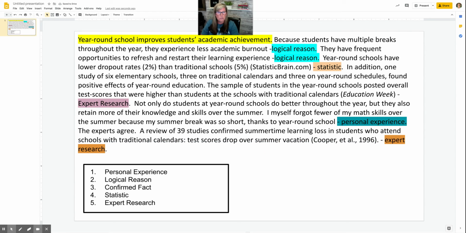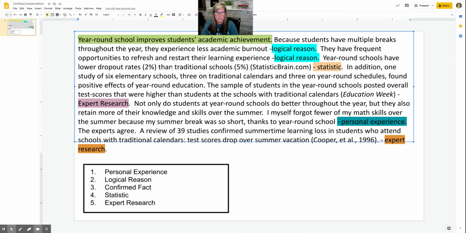Okay, so notice not only do we have multiple pieces of evidence to support the claim, the author said year-round schools improve students' academic achievement. They gave 2 logical reasons, 1 statistic, and a personal experience, and 2 expert research pieces of evidence there. So that's quite a bit of information that supports the claim. I think that's pretty sufficient.